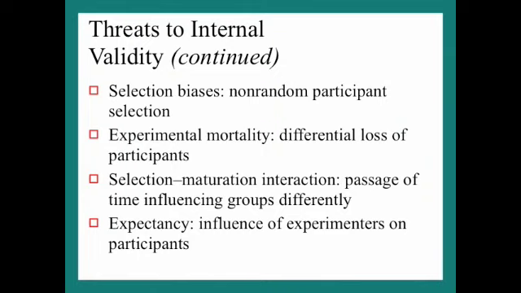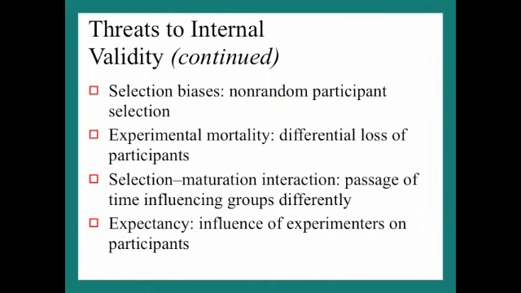The next threat is expectancy. This is the influence of experimenters on the participants. The researcher or the experimenter themselves may expect the experimental group to do better than the control group, so they may actually rate them differently than the control group. So there's some bias going on there.